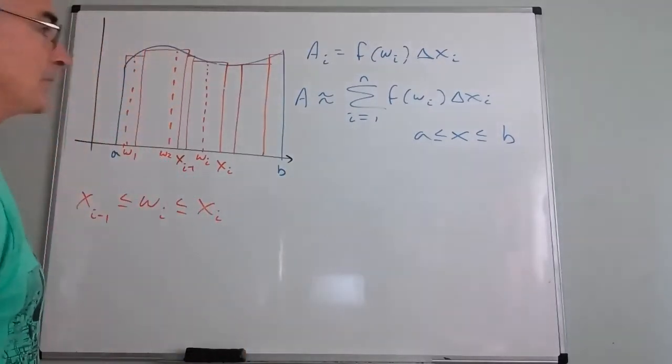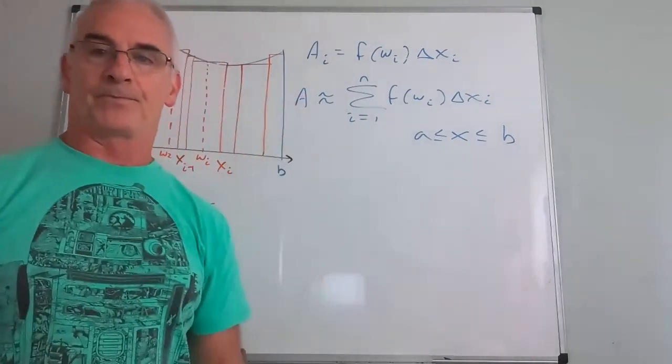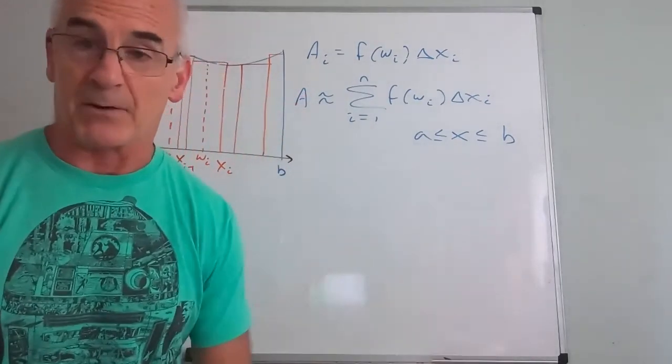Now, here's the problem though. I want to take the limit as the delta x's go to 0, or as n goes to infinity, however you want to look at it.